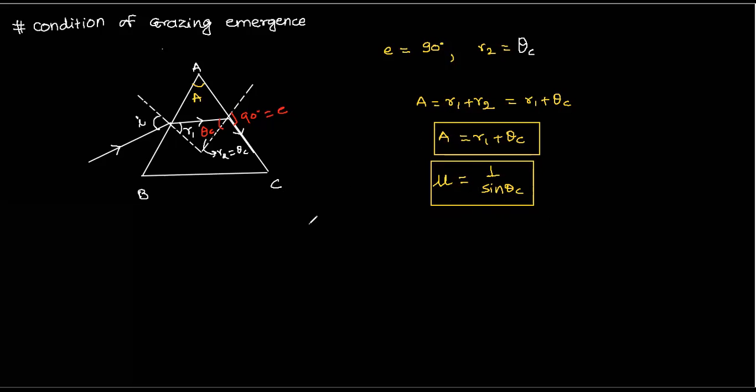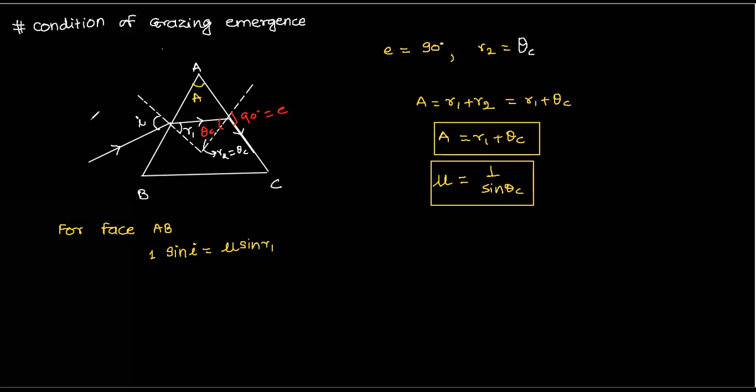Now for face AB, see here what I am doing. For face AB, this is air and this is glass. So 1 into sine of I is equal to mu into sine of R1 for this face. You can see mu is for air.